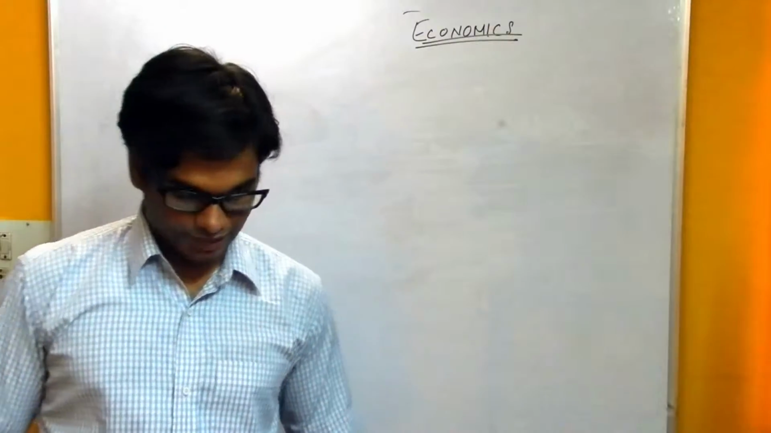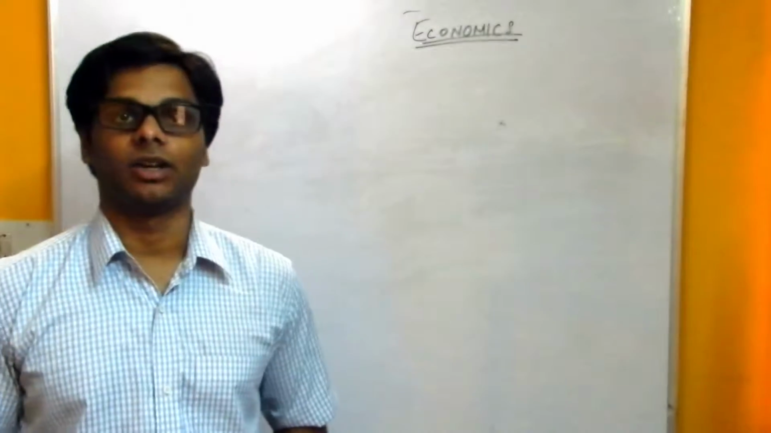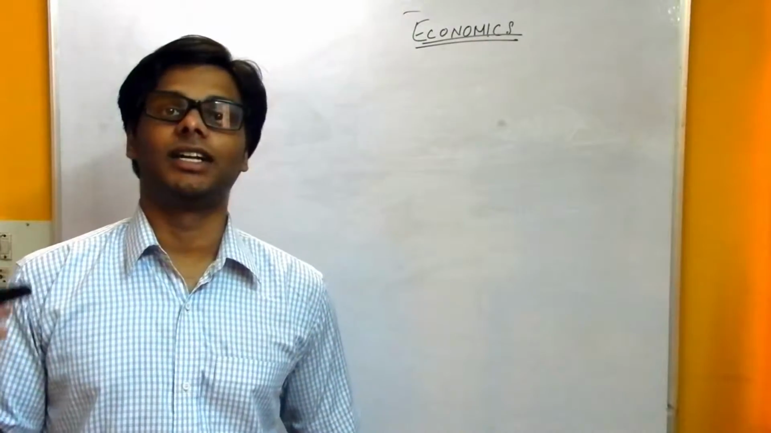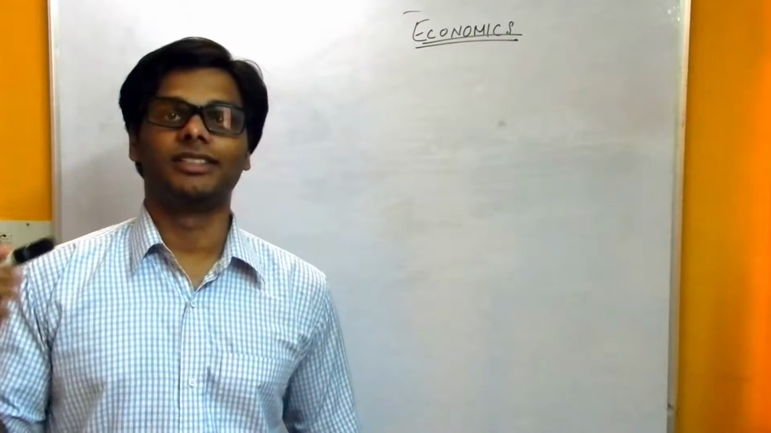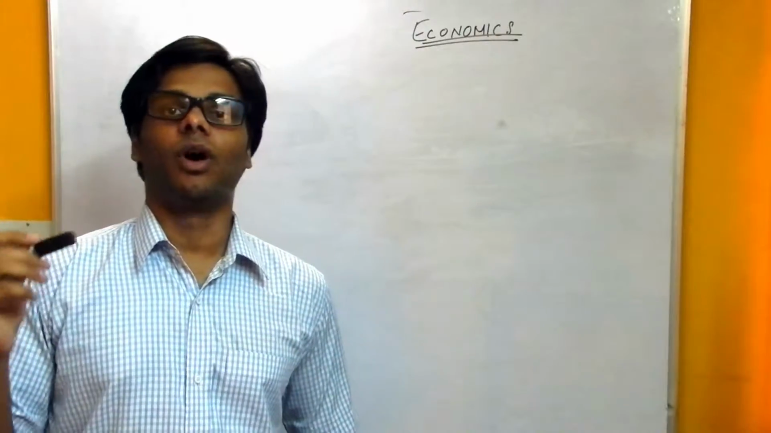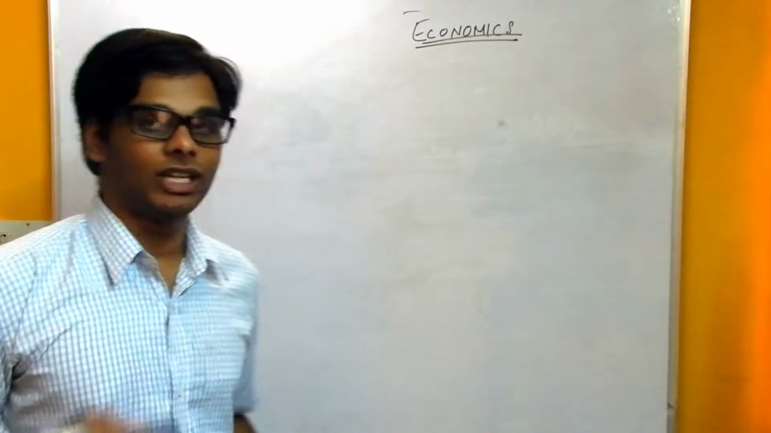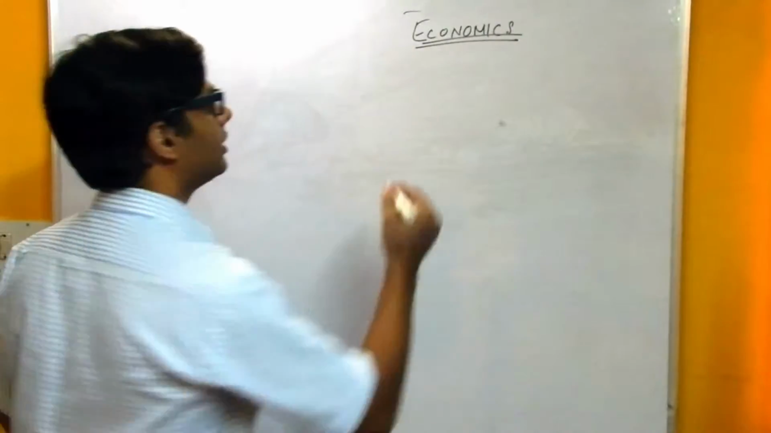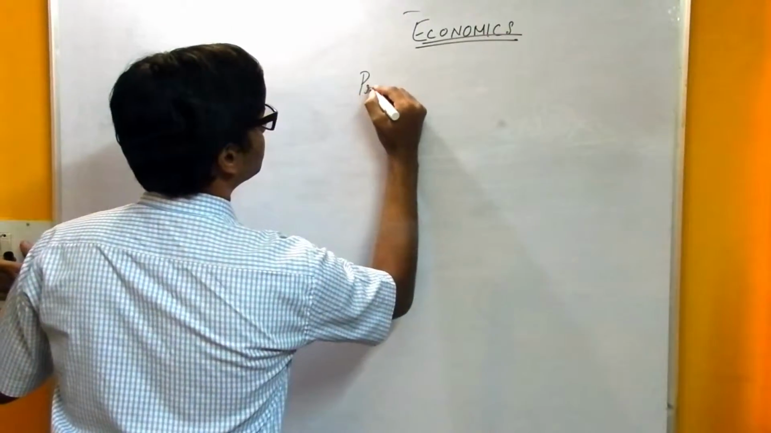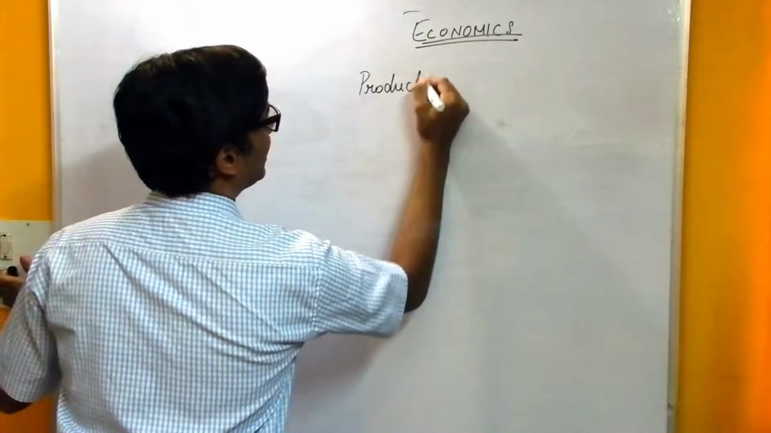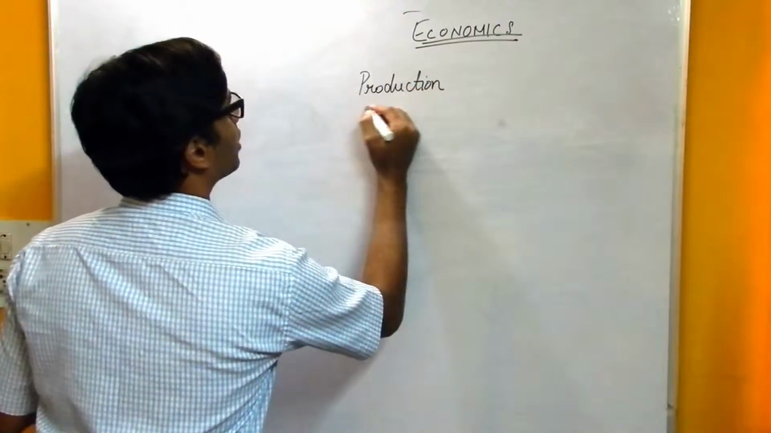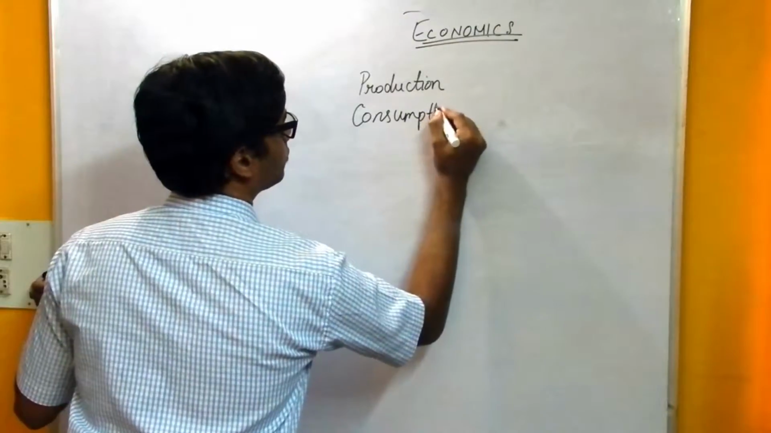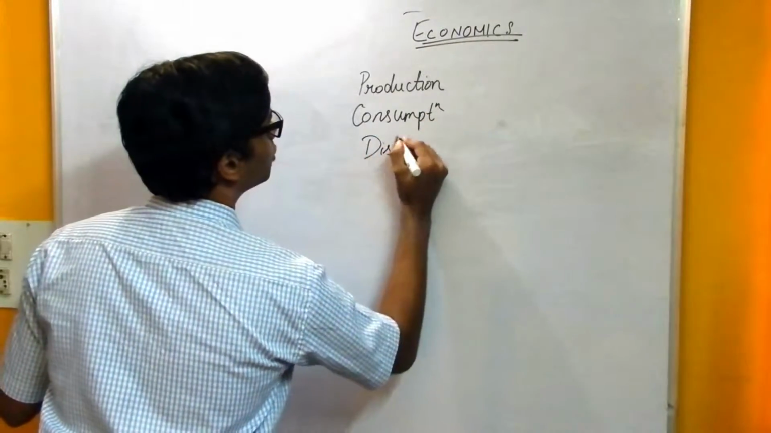If we have to define economics, how would we define it? Economics is the social science that describes the factors that determine the production, distribution and consumption of goods and services. There are three keywords here that we'll have to look at. The first keyword is production. The second keyword is consumption. And the third word is distribution.